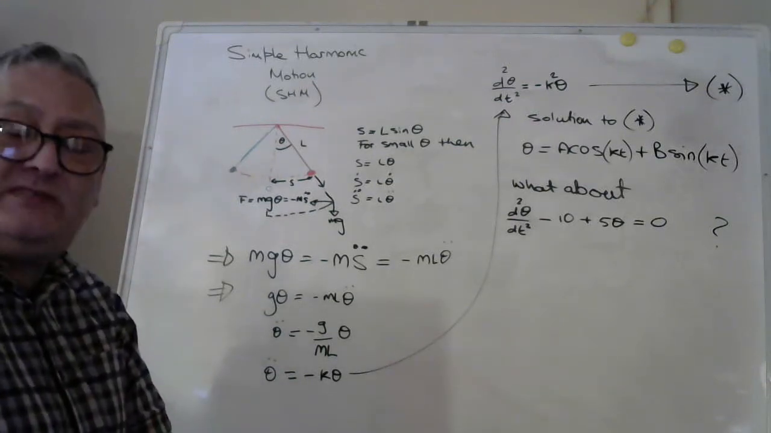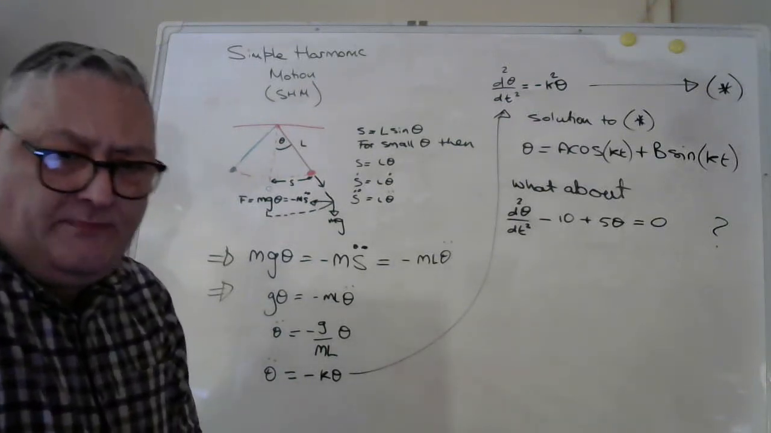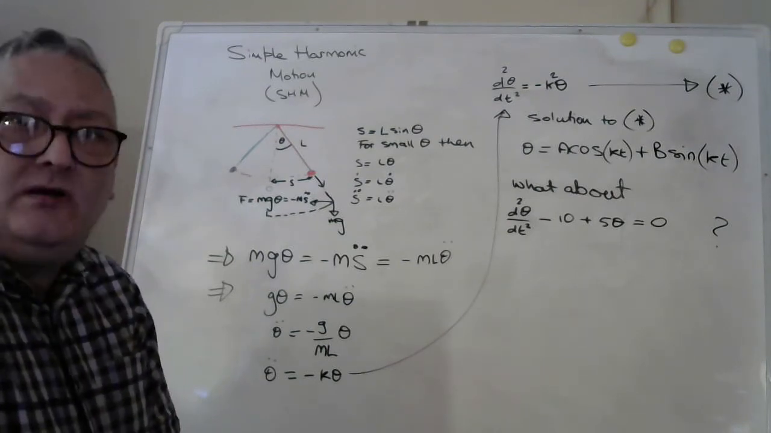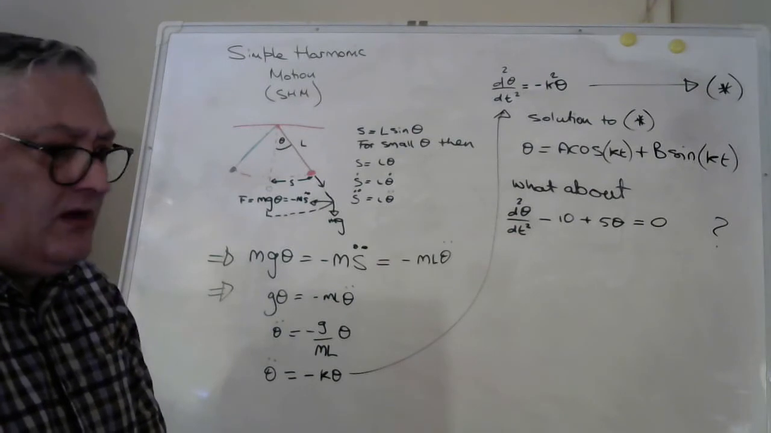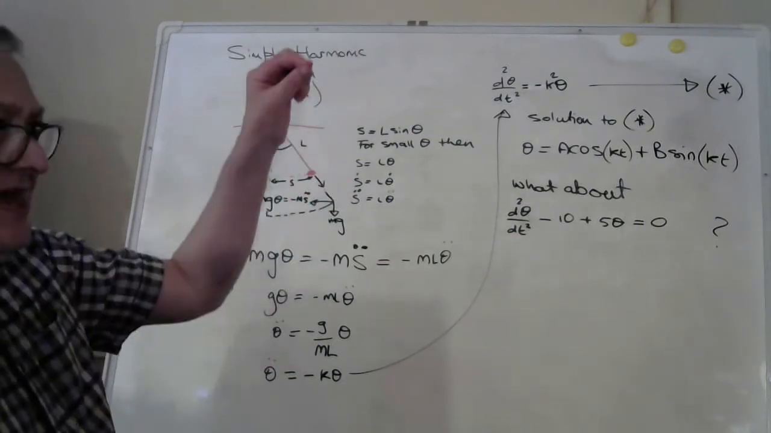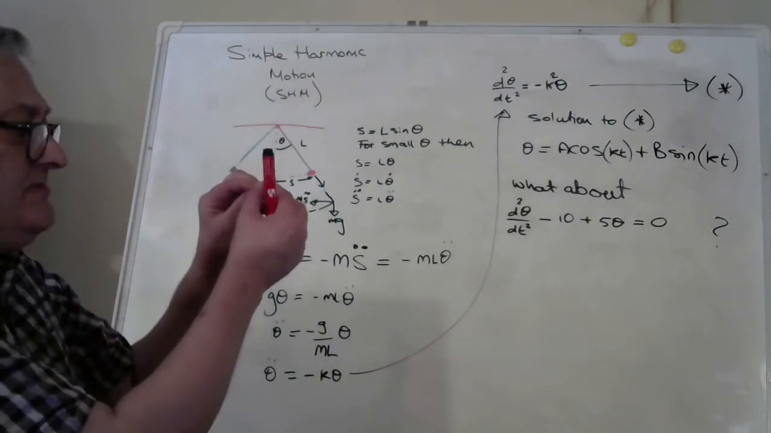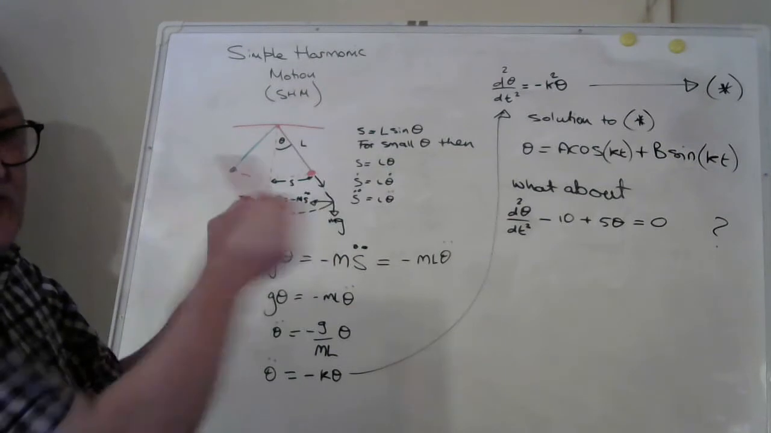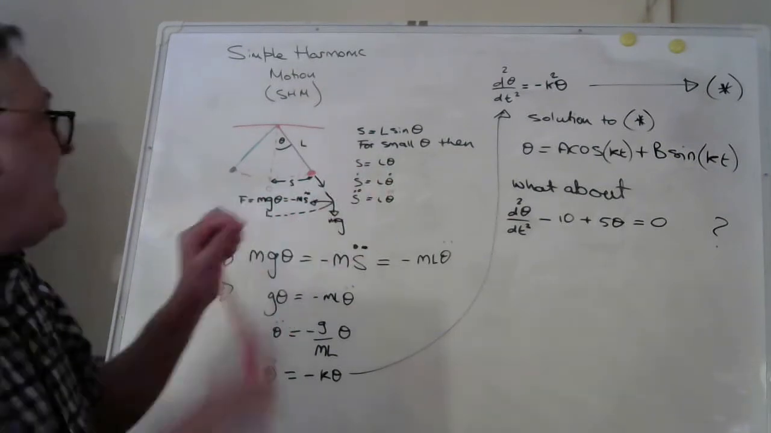Hello, this video is about simple harmonic motion. So basically, a simple example of simple harmonic motion would be something that dangles off a string, and if it's displaced a little bit, it goes backwards and forwards like that through a small angle theta.